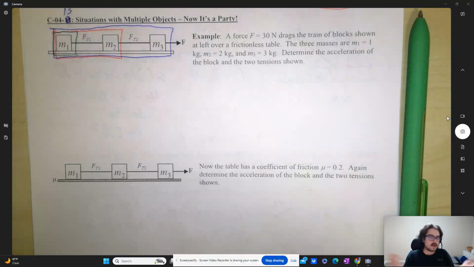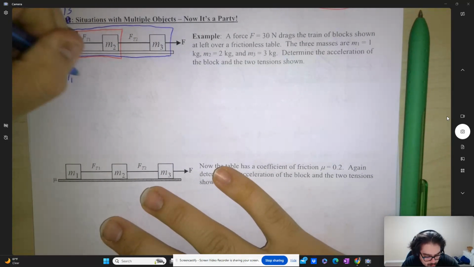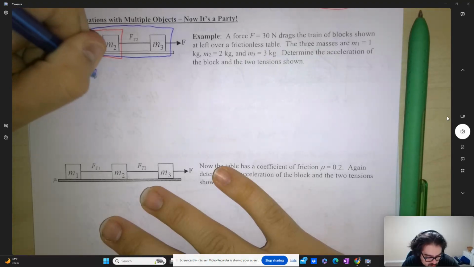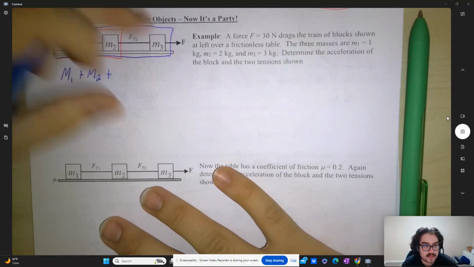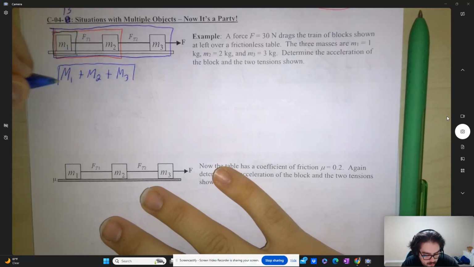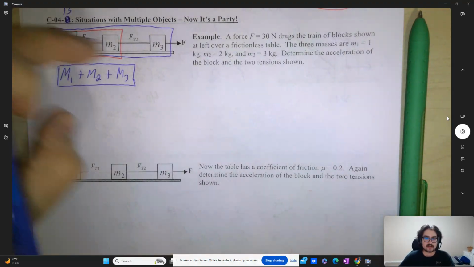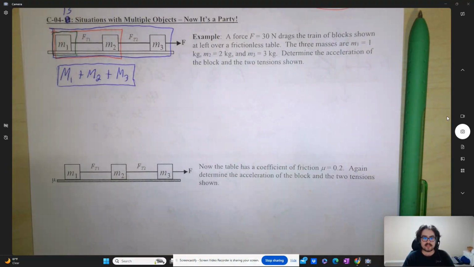So why am I breaking it up into systems? I'm going to be able to make free body diagrams for all of these. I'm going to focus on the biggest system first, which is all three of them. What I'm basically doing is condensing the entire system into a box, and I'm ignoring any internal forces.